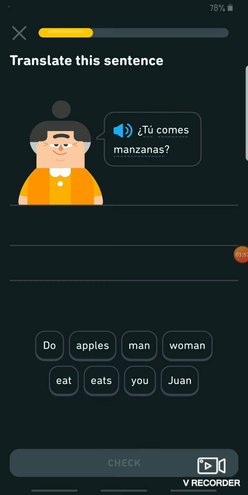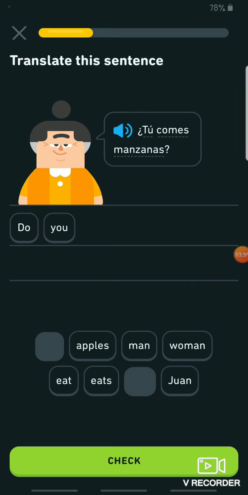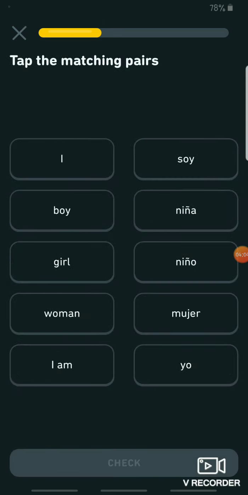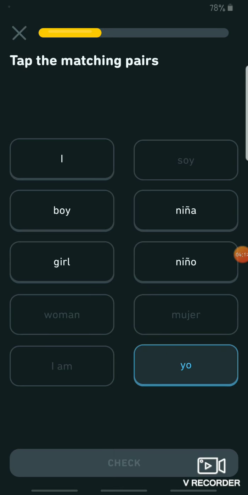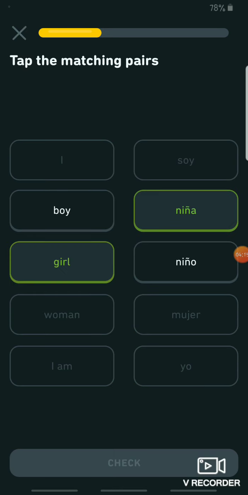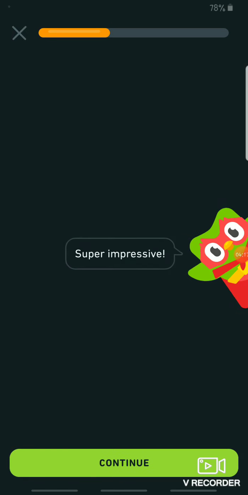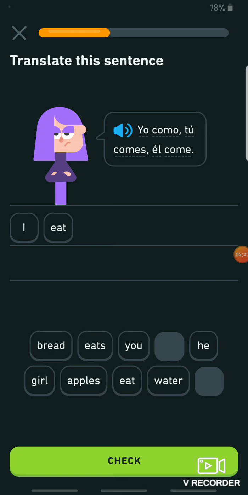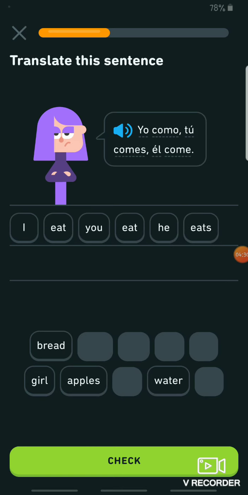Tú comes manzanas. Do you eat apples? See, matching pairs. Yo is I. Niña is girl. Niño, boy. Yay. Yo como, tú comes, él come. I eat, you eat, he eats. And mind you guys, he eats, that's singular.